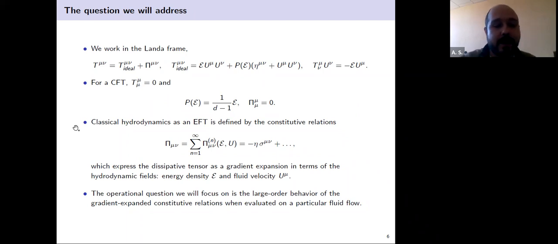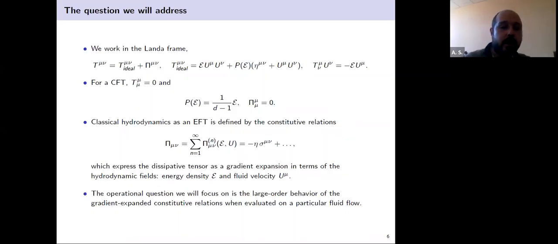Now for us, classical hydrodynamics as an effective field theory is going to be defined by the constitutive relations, which are going to express the dissipative part of the energy momentum tensor as an infinite series of space-time gradients acting on our hydrodynamic fields, which are the energy density and the fluid velocity. The nth term in this gradient expanded constitutive relations is going to contain the tensor structures involving n derivatives of these hydrodynamic fields, which are allowed by the underlying symmetries of your microscopic conformal field theory. And these tensor structures are going to be weighted by particular transport coefficients, which cannot be fixed at the level of the effective theory alone, but rather need to be determined in terms of the underlying microscopic theory by a matching computation that might employ, for instance, a Kubo formula.